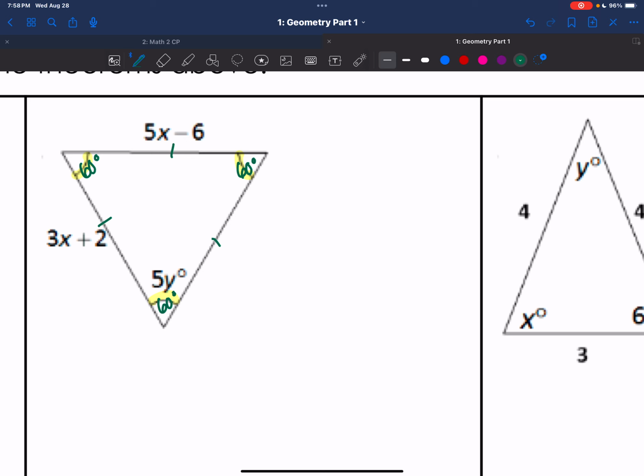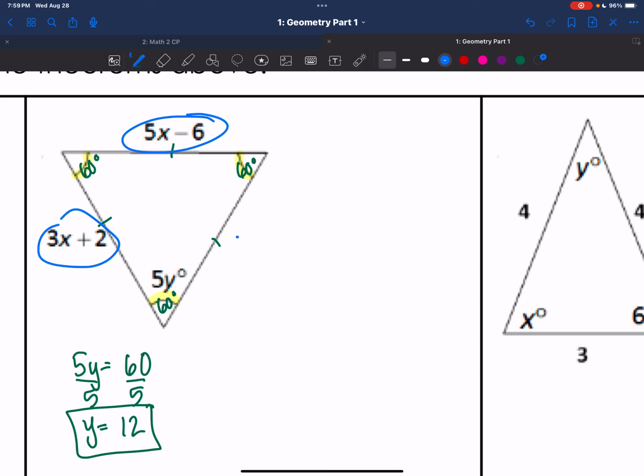So if we know that 5y is the same as 60, you can set them equal. Divide both sides by 5. Y, done, check. Okay, next one, let's look here where we need to find the lengths of our sides. Well, we have no idea what this side is, but we do know this one and this one, and we know that they're equal to each other because it's equilateral. So we're going to combine our terms.